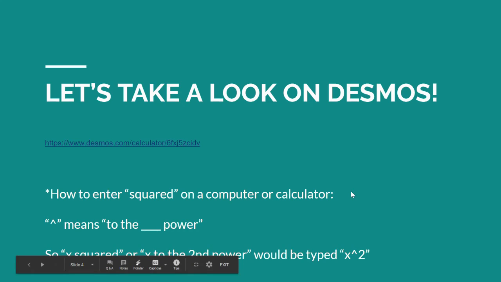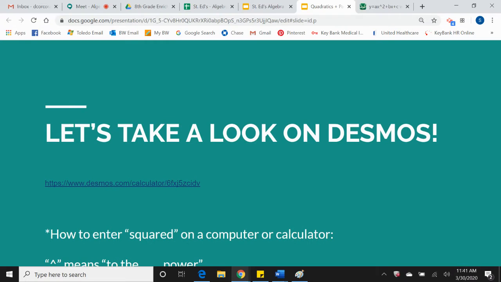But just as you're going through, if you didn't know how to enter a squared on your computer or calculator, if you have this caret button, it's called a caret. If you look at number 6 on your keyboard, that means to the blank power. So if I'm writing down x squared, or if I wanted to write x to the second power, you would just type x and then caret 2. So that's kind of how we would go through and look at that.